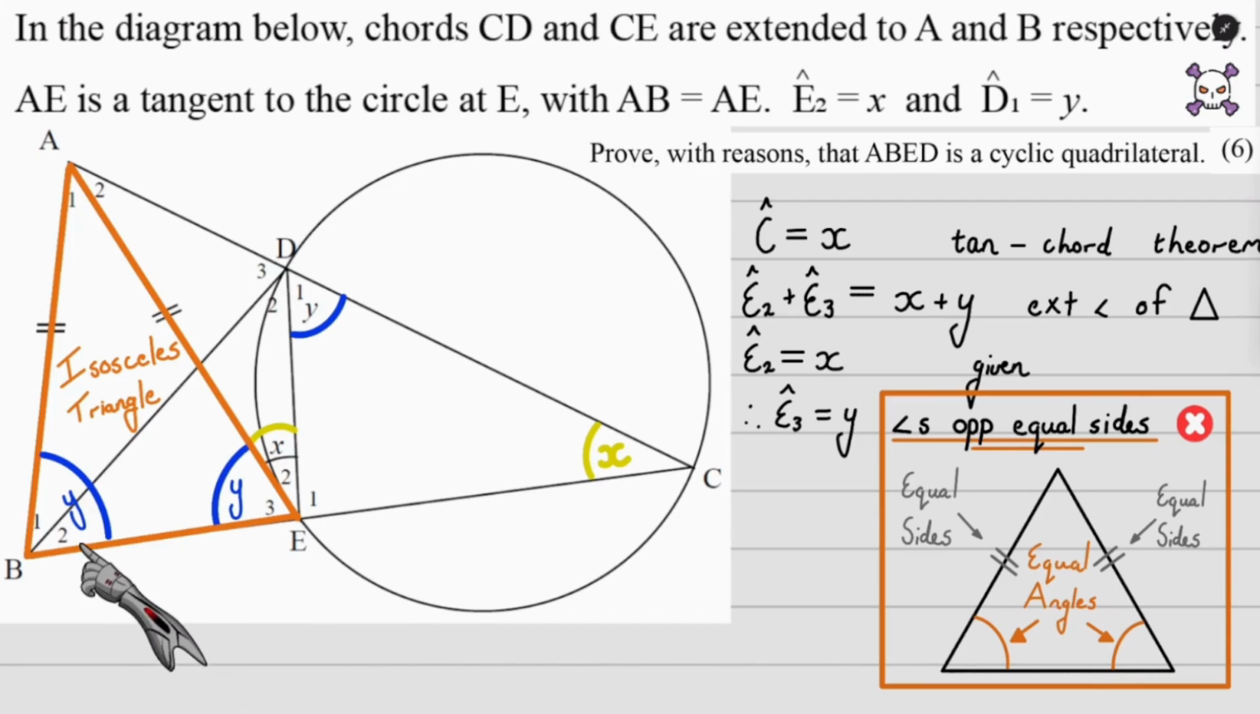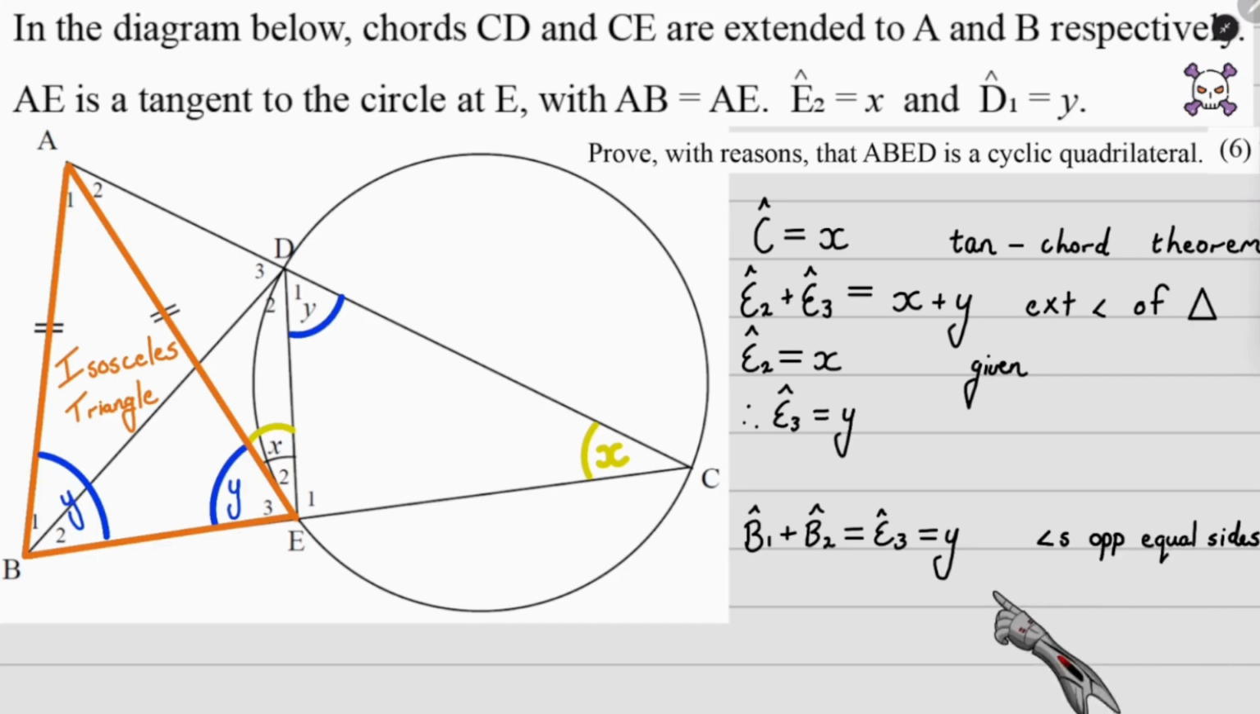So now we know that B1 plus B2 will equal y. And we're going to write it up just like this. Angle B1 plus B2 is equal to E3, and both of those are equal to y, and we knew that because of angles opposite equal sides.